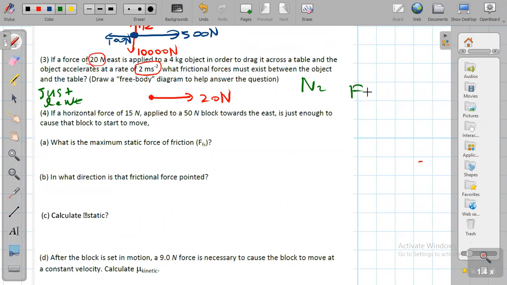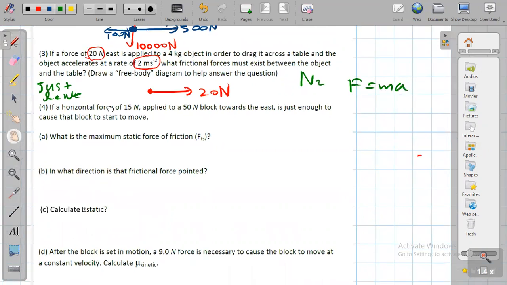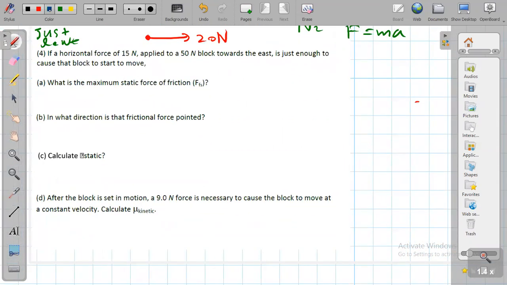F equals ma, nothing else. But today I didn't teach you so funny. So I'll just leave it for you, for convenience of the majority.